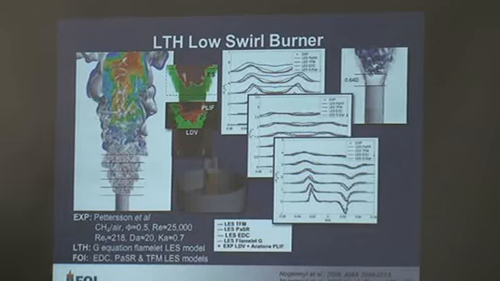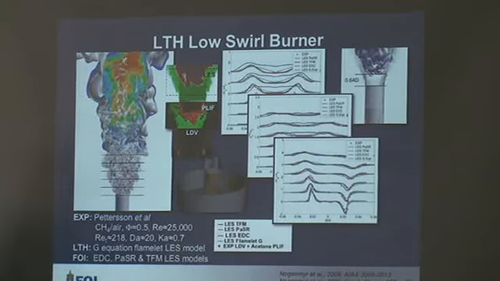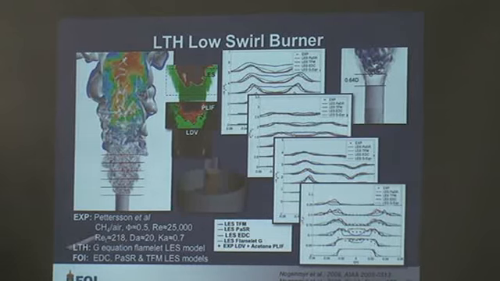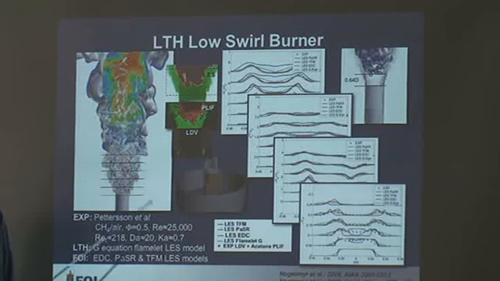Similarly for the azimuthal velocity profiles, we have axial, radial and azimuthal velocity and RMS fluctuations, so we have a lot of data there to compare with. And we also have a fuel distribution from the acetone PLIF that was done.